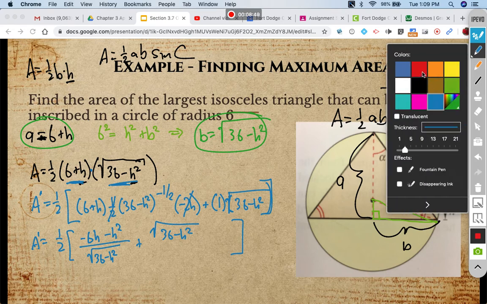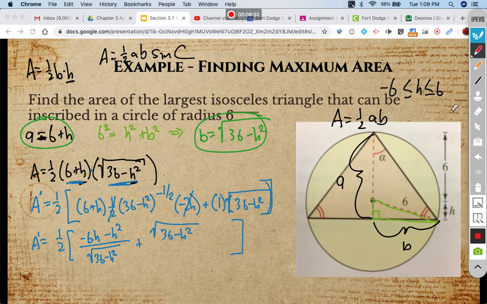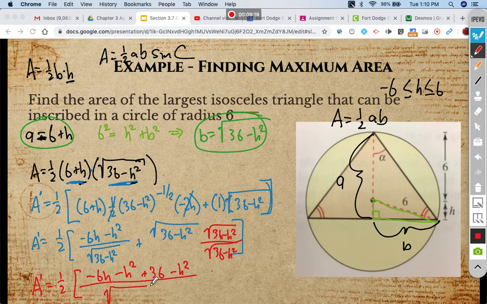And let's make a common denominator. So we'll take this times the square root of 36 minus h squared over the square root of 36 minus h squared, giving me A prime equals 1/2 negative 6h minus h squared plus 36 minus h squared all over the square root of 36 minus h squared.